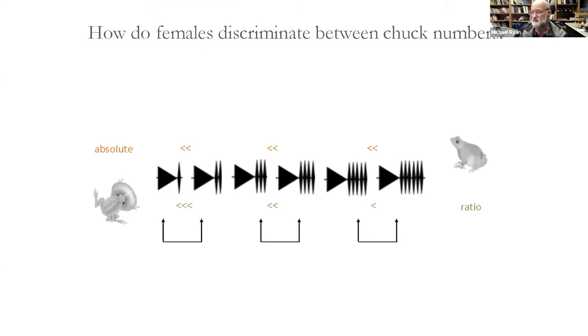If, on the other hand, they're following Weber's law and they're making the decisions based on proportional differences, the ratios of the number of chucks, then what we should see is that the preference for 2 chucks versus 1 chuck should be much stronger than the preference for 6 chucks versus 5 chucks. So we did 9 separate experiments where we contrasted 2 calls that varied in the number of chucks. These are all synthetic stimuli, so all the whines and the chucks are identical. They only vary with the number of chucks, to ask if the females are following Weber's law or if they're making absolute comparisons.